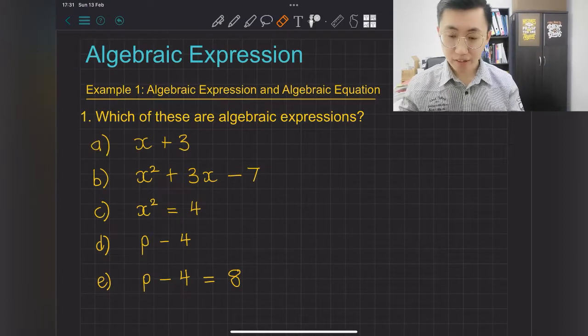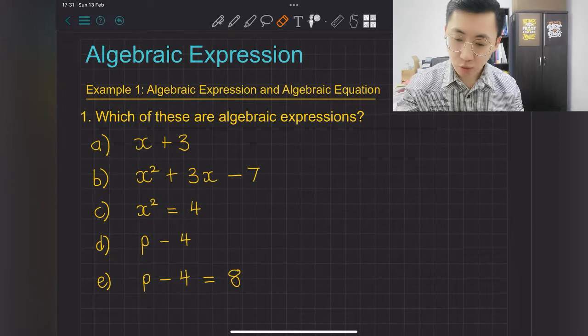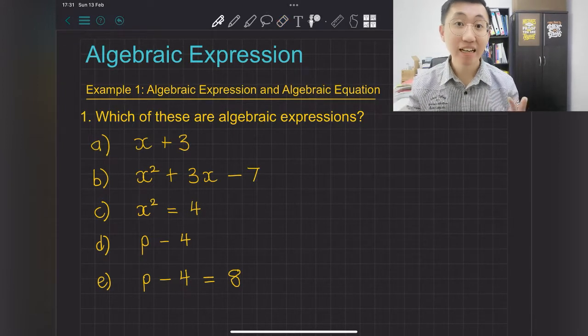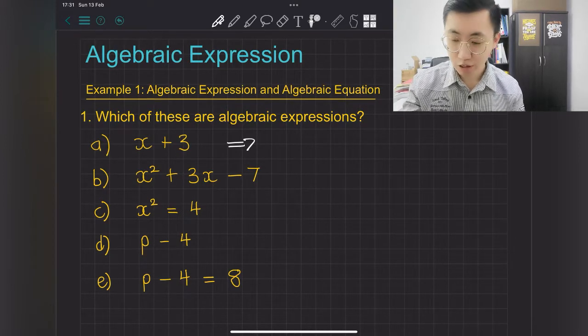Okay, example 1, algebraic expression and algebraic equation. So which of these are algebraic expressions? I gave you 5 examples for you to see. Now the very first clue I can tell you is try to find the equal sign. If you don't have the equal sign, then that is expression. So the first one, A, I cannot see any equal sign, then that is expression. So this is expression, algebraic expression.